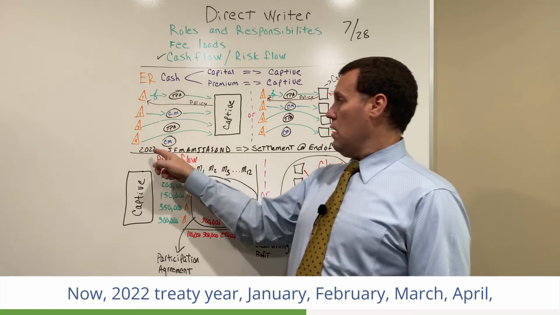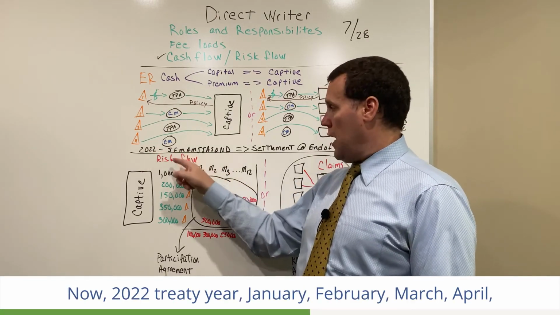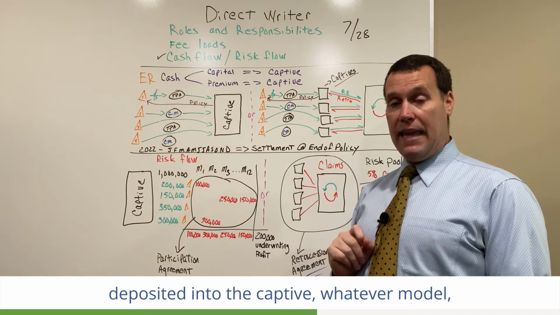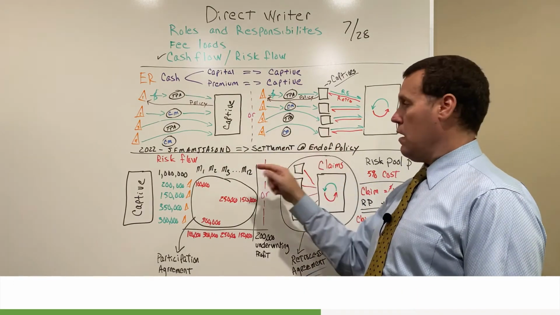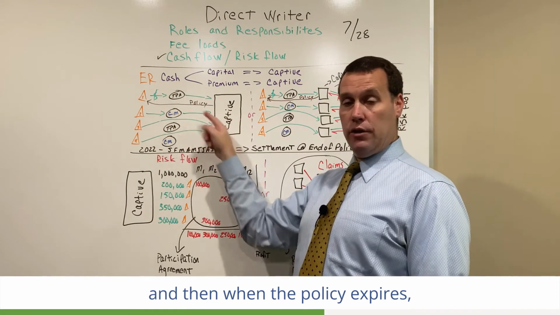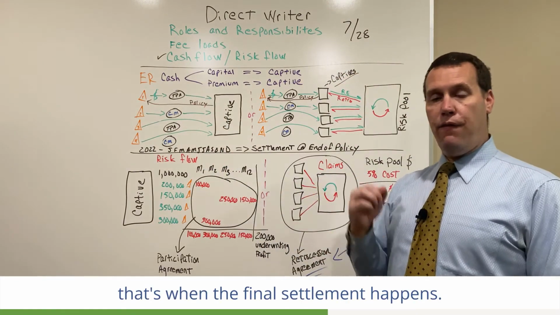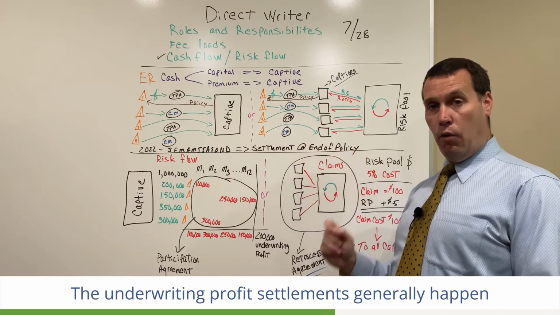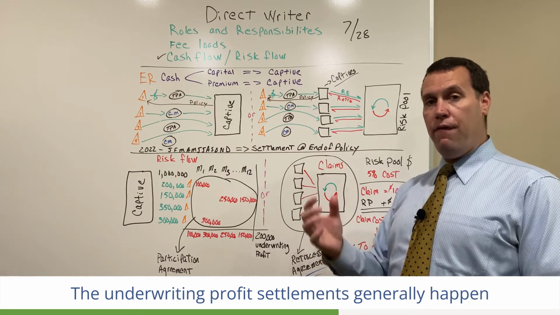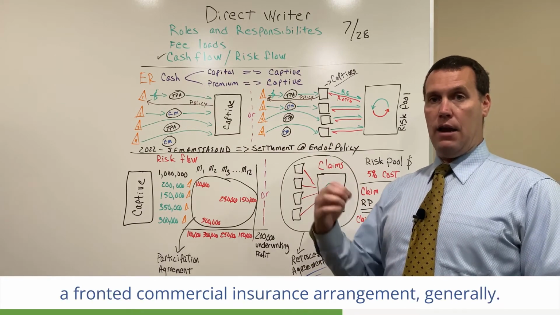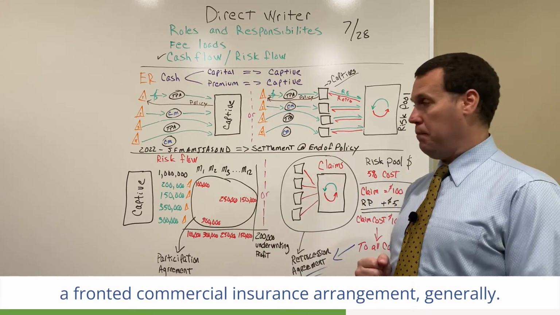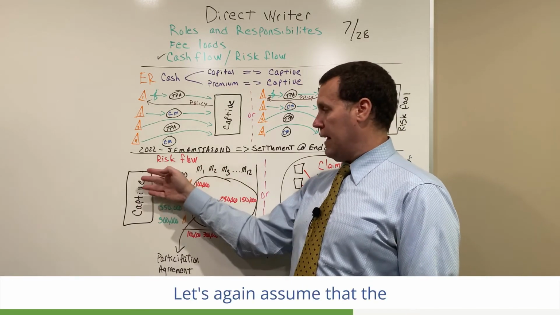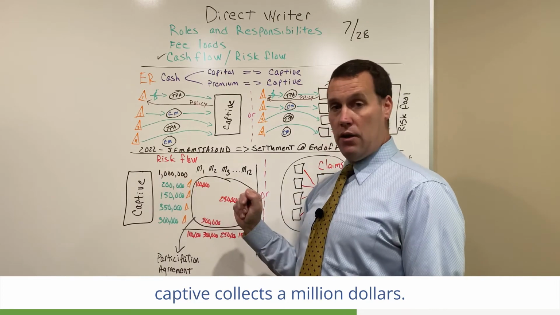Okay? Now, 2022 treaty year, January, February, March, April, all of these cash premium payments are deposited into the captive, whatever model. And then when the policy expires, that's when the final settlement happens. The underwriting profit settlements generally happen faster in a direct writer than a fronted commercial insurance arrangement. Generally.